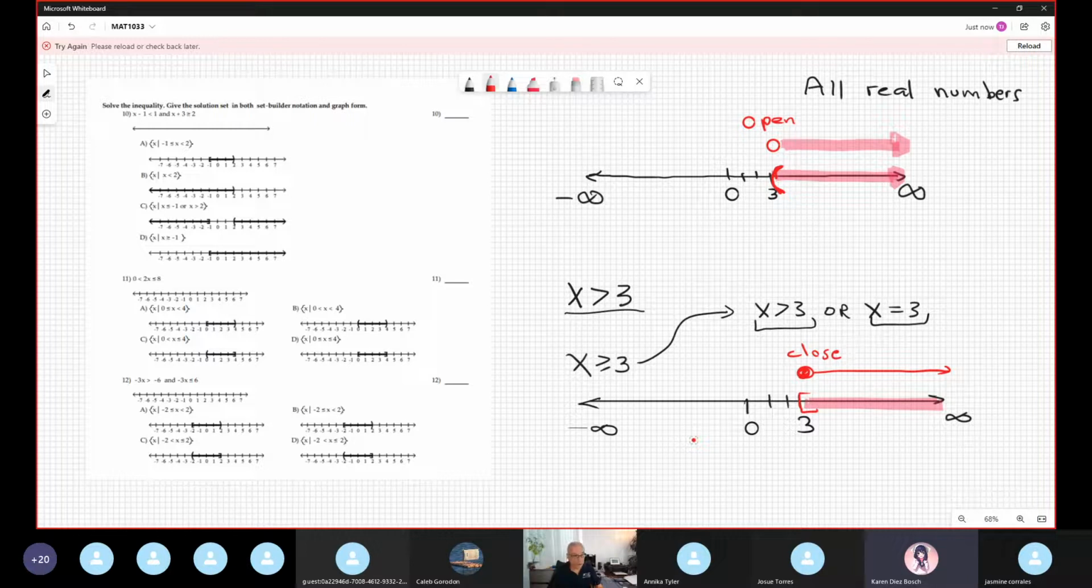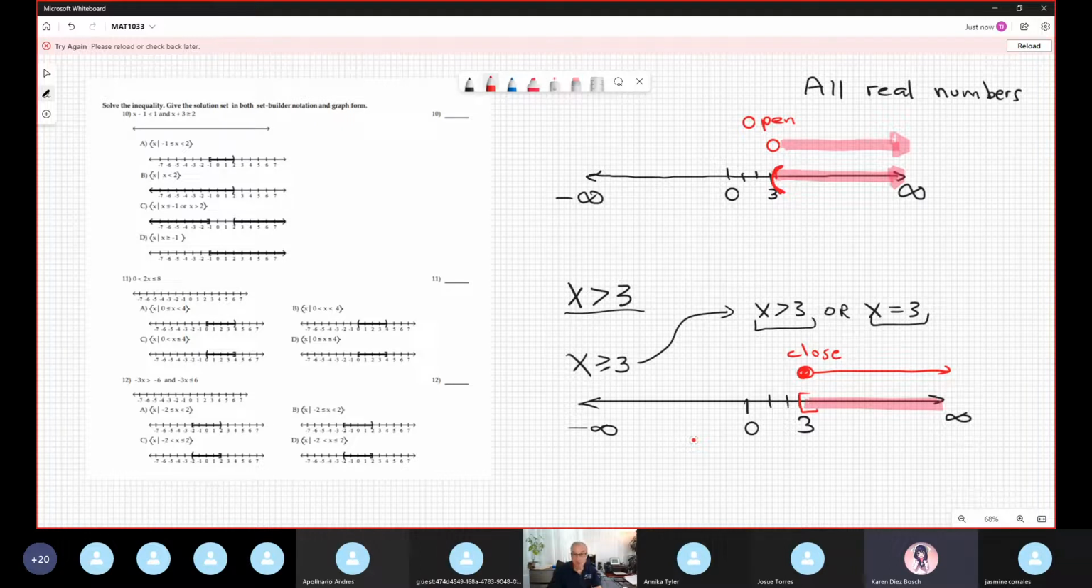Any example we are doing so far, wait, I have a question. Okay. So we use the open circle when there's no equal to, and when there's an equal to, then we use the closed circle. Exactly. Okay.